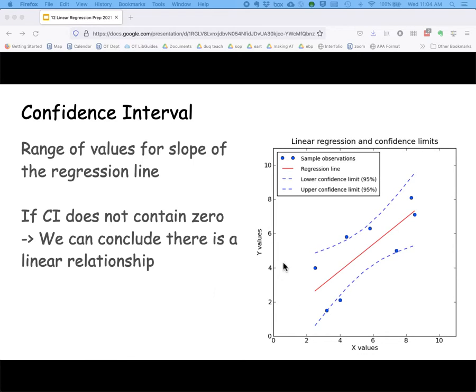And in some papers, you'll see a figure like this where they plot the regression line, and then these curves are all the other potential lines based on the confidence interval of the slope. And what we're interested in is if the confidence interval does not contain zero, then we know there's some linear relationship between the predictor and outcome variables.